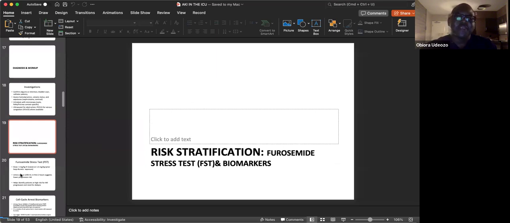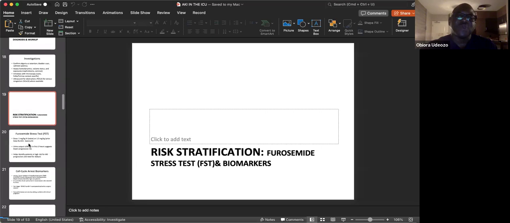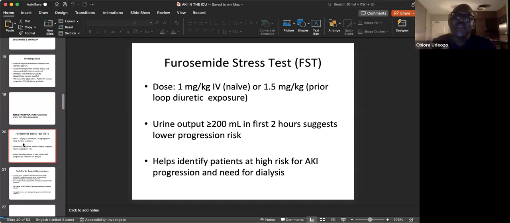We also try and risk stratify these patients, and this is where something called the furosemide stress test comes in. Now, if you have a patient that's in AKI, not yet on dialysis, not making urine, if there is no contraindication, meaning they are not dehydrated or allergic to loop diuretics, if they are loop naive, meaning they've not been on loop diuretics in the past, you can give them 1 milligram per kilo IV push, or if they've been on loop diuretic, you give 1.5 milligrams per kilo, and you're looking for urine output.